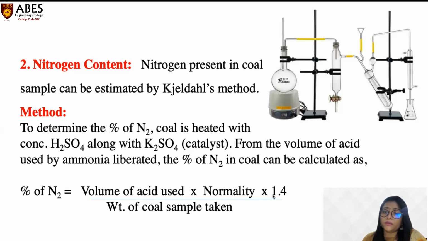Normality was 0.1 normal and the weight of the whole sample taken, that is 1 gram. 1.4 is the simple factor, 14 upon 100, right? In the percentage calculation, this is how we will take out the value of nitrogen percentage.